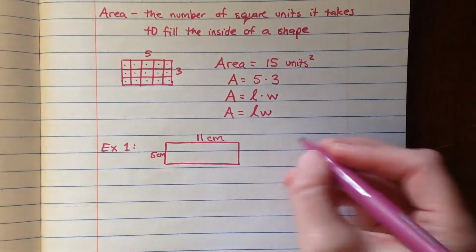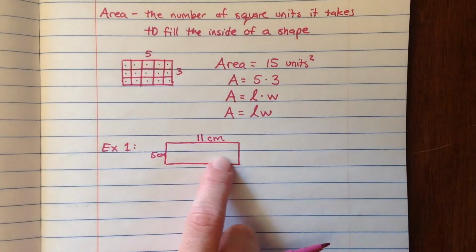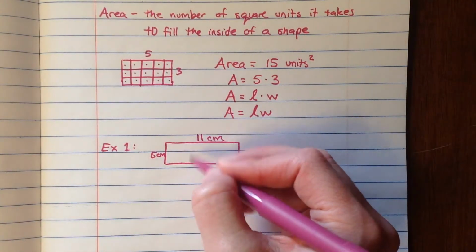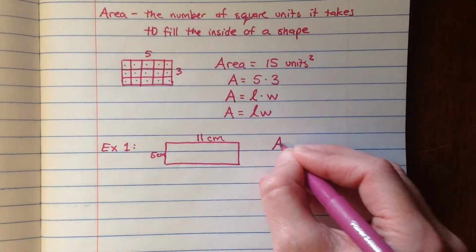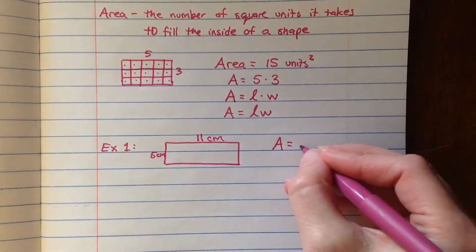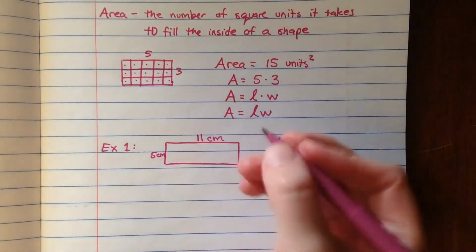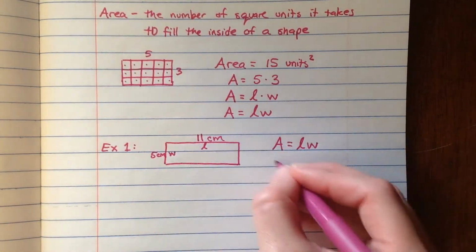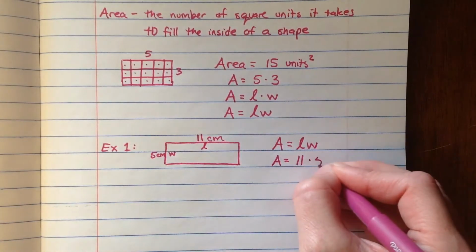The first thing I'm going to do, if I'm looking to find the area, meaning the space on the inside, notice on this one I do not have the squares. I could draw them in if I wanted to, 11 this way and 5 this way, but it's much quicker to use our formula. Area is equal to the length times the width. All I've got to do is decide what's my length and my width. Again, it doesn't matter, but I'm going to label this my length, and this my width. Area is equal to 11 times 5.